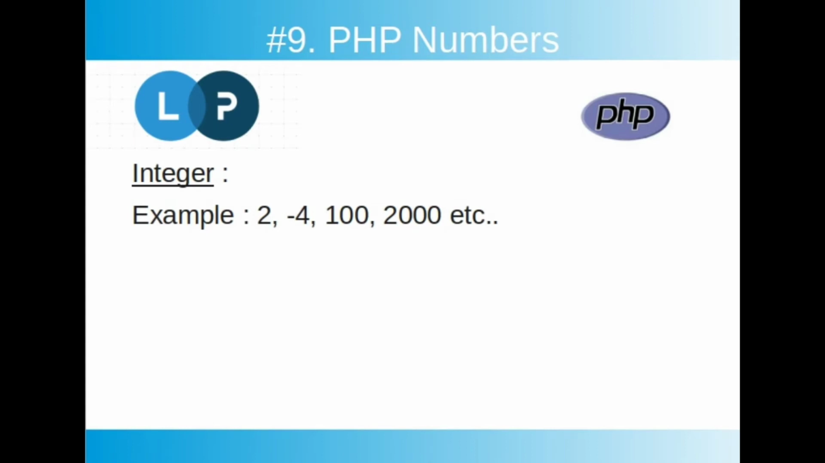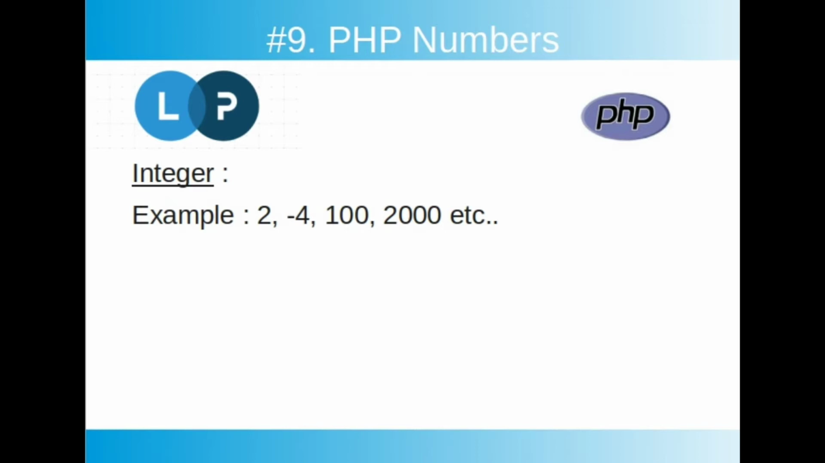As examples, we can see here 2, -4, 100, 2000, etc. Different types of examples there. We can see that 2 is positive and -4 is negative. So an integer will be any positive or negative value, but there will be no decimal points.